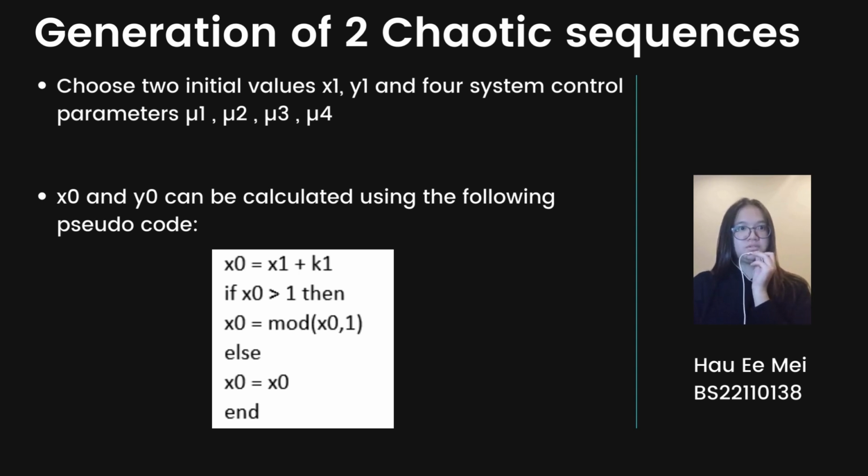This x0 and y0 can be calculated using the following pseudocode, where x0 equals x1, the initial value, plus k1, the cells. If x0 is larger than 1, then x0 automatically becomes x0 modulus 1, else x0 remains the same.